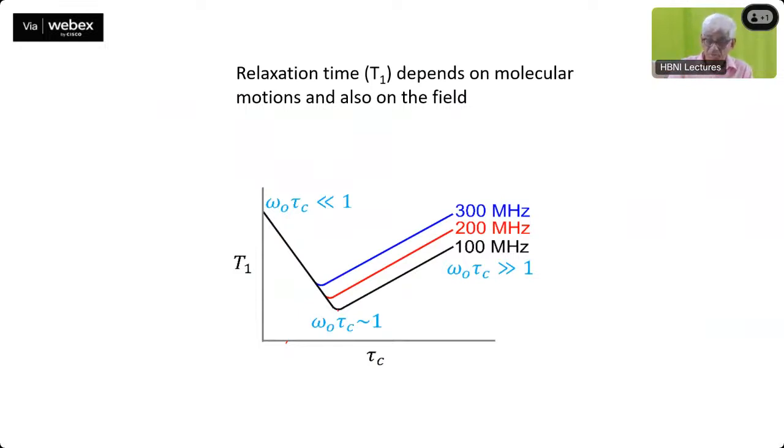And obviously, it will also depend upon the spectrometer frequency. So omega naught tau c is equal to 1 will be different for different frequencies. For 100 megahertz, it is here, for 200 megahertz, it is here, for 300 megahertz, it is here. The minimum of this curve will occur at that point. Therefore, T1 will be dependent on the spectrometer frequency and also on the correlation time.